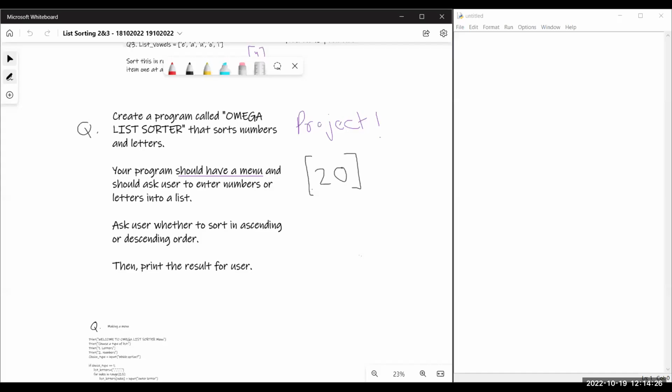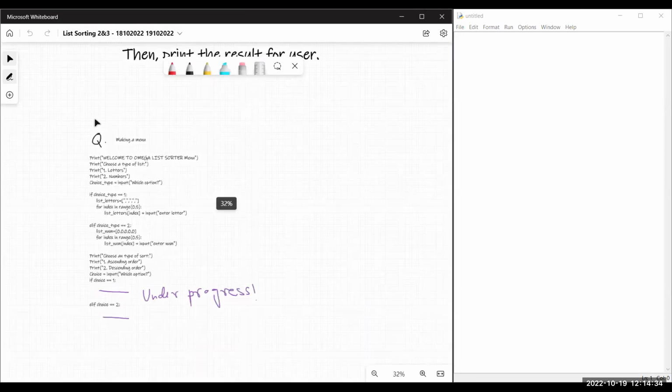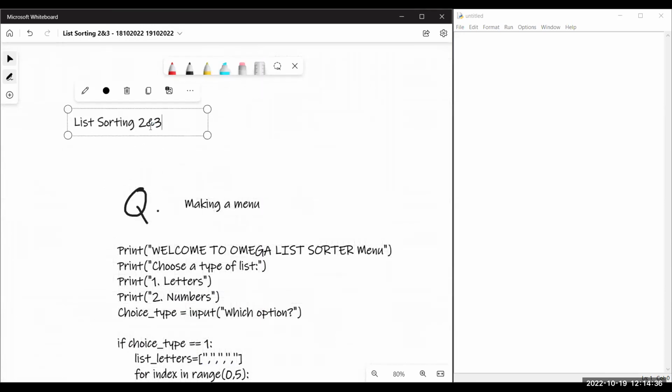Okay. We're studying Python and we're looking at list sorting 3. In today's class, all we're going to do is look at how to solve yesterday's questions. So let's recap. It was a project. Let's see how to solve that project. In this project, we're applying everything we know so far.